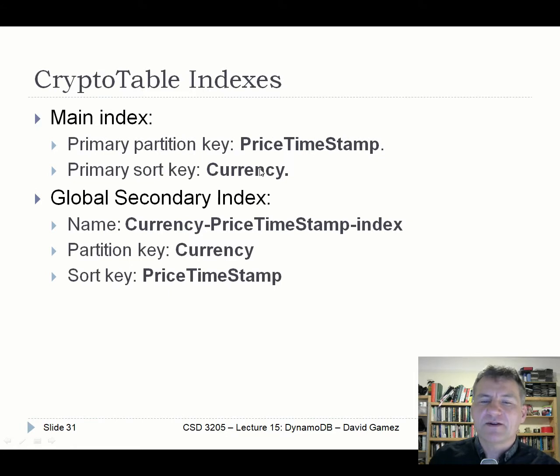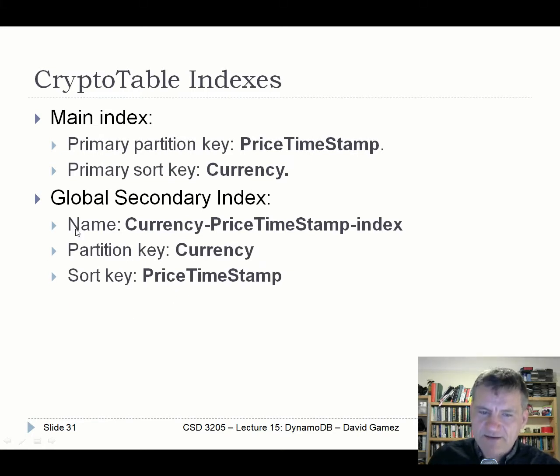This won't allow me to do it. I can only pull, unless I just pull all the data, right? This is a bit useless if I want to just do like Bitcoin prices since yesterday, for example. So to support more sophisticated querying, I created a global secondary index. I called this the name of the index, which we'll use when we run queries on the database. And here the partition key is the currency, and the sort key is the price timestamp.